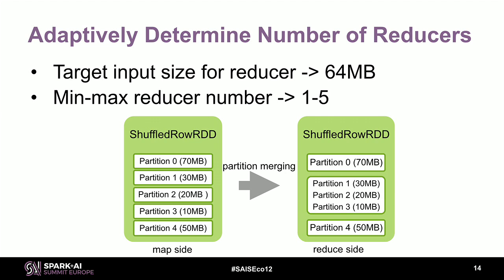After the map side finishes, each mapper sends statistics to the driver, telling it, for example, my block 0 has 5 MB, my block 1 has 2 MB, and so on. Then the driver does the aggregation, adding up all the mapper statistics. For example, it will learn that block 0, from mapper 0 to mapper n, sums to 70. After this, the driver can make a new decision.